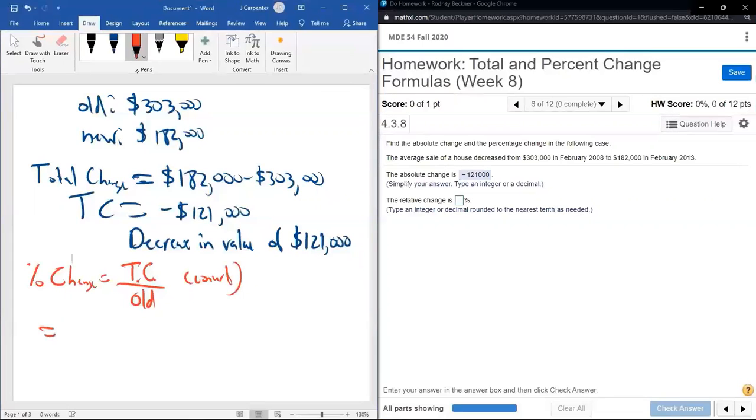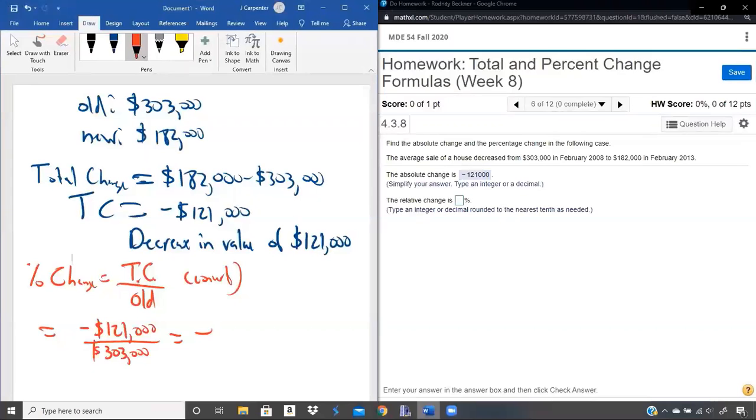So for this problem, we take the total change, which was the negative $121,000, and we divide it by the original, which was the $303,000. If we divided by the 182,000, I can tell you we'd get a bigger answer because we'd be dividing by a smaller number. Remember, dividing by a bigger number makes the answer smaller. Dividing by a smaller number makes the answer bigger. And then you can just do this in your head. I'm kidding. The units will cancel. You will be stuck with a negative.